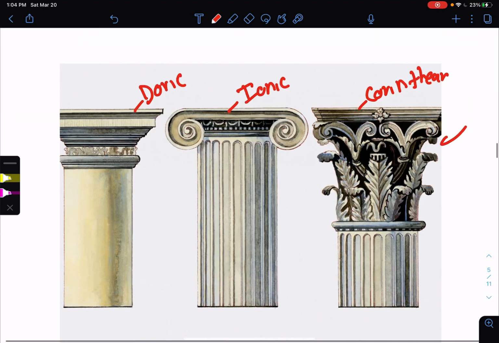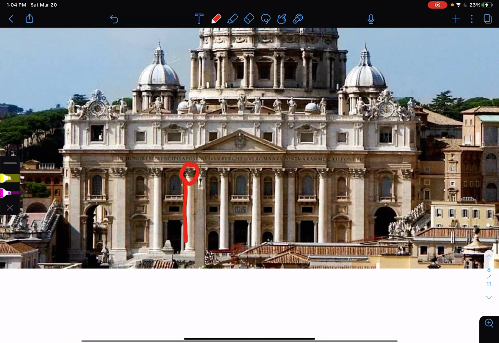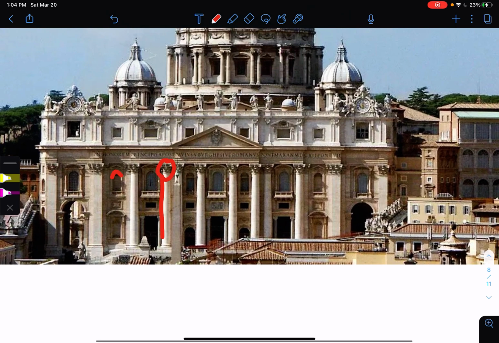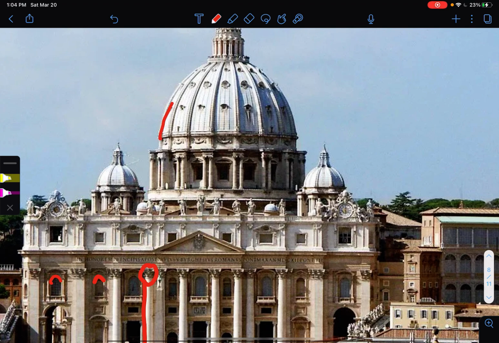Looks like it's this one. Okay, Corinthian. You're able to see that. You're obviously able to see the arches. This pen is too thick. You're able to see the arches. But the biggest thing is you're able to see the big dome.